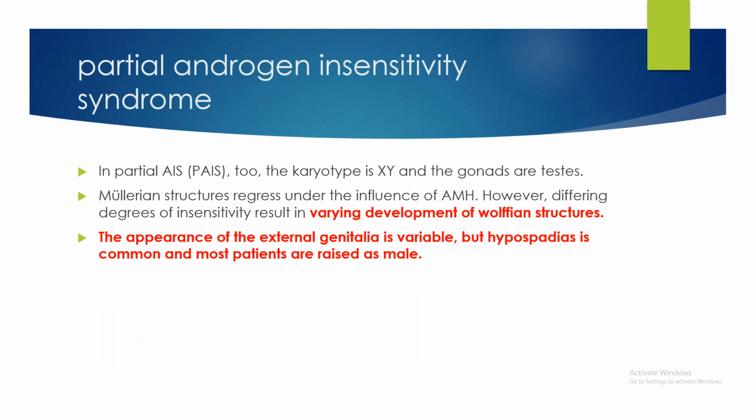Okay, now what happens in partial? The karyotype will be the same, that is XY. Gonads will be testes. AMH will be there, but there will be varying development of Wolffian structures because the degree of sensitivity of these receptors will differ, and the external genitalia appearance will also be variable. Hypospadias is more common, and these patients are raised as male. So in complete androgen insensitivity syndrome, the phenotype is female, while in partial androgen insensitivity syndrome, usually the phenotype will be male. Am I clear?